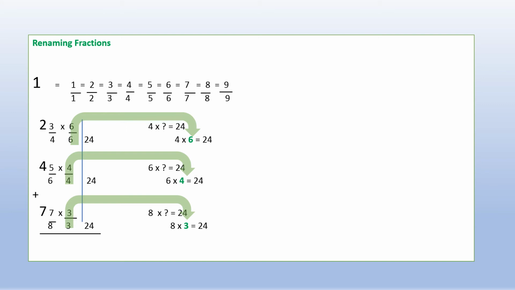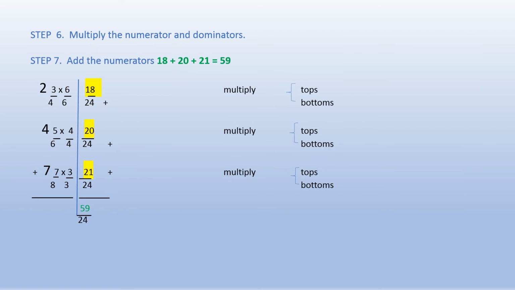8 times what gives us 24? 3. So our renaming will be 3 on top, 3 at the bottom. Now we multiply the numerators and denominators. 3 times 6 is 18 on top. 4 times 6 is 24 at the bottom, which is my denominator, the common denominator we just found.